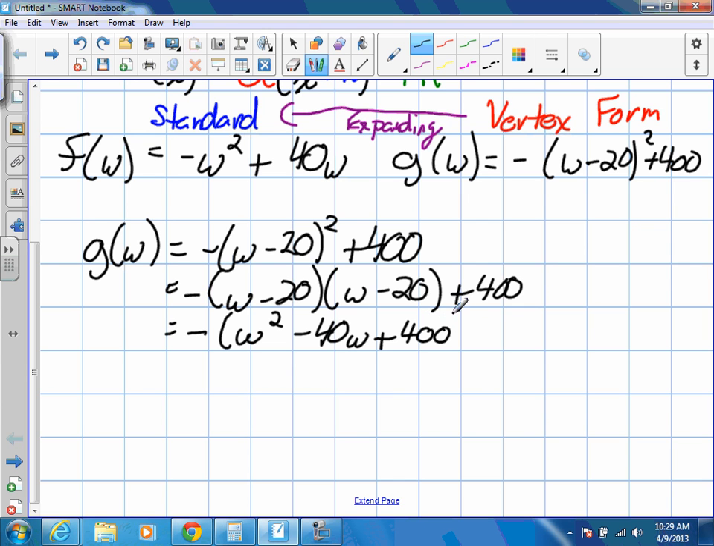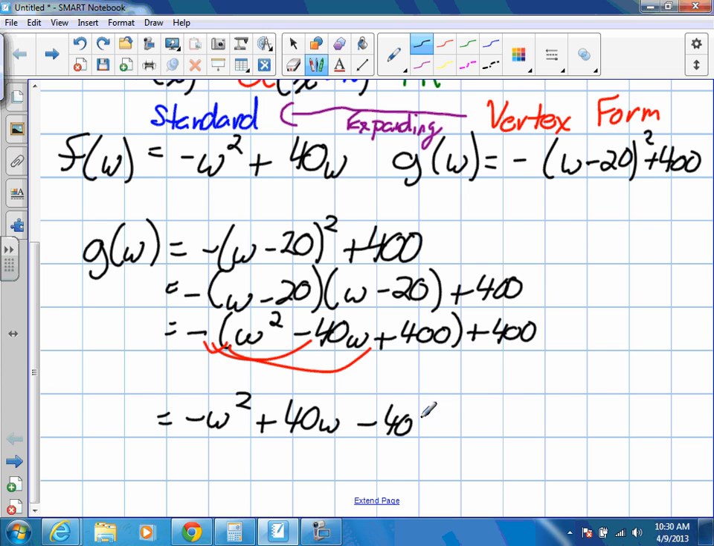Okay. Then I got to make everything negative. That's right. We have to distribute that negative term to everything. So when we distribute the negative, we're going to get negative W squared plus 40W minus 400 plus 400. What happens to those two constant terms at the end? Cancel out, and what do we have? Same as the standard one. That's right. So these are actually representing the exact same quadratic. They've just been shown to us in different forms.